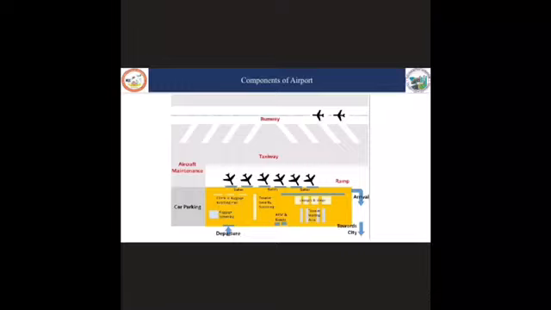So these are some of the important components of the airport. When we design an airport, all these components must be there in a typical airport. As I already explained earlier, first we will decide the orientation of the runway, and all other components of the airport will be decided depending upon the availability of space.